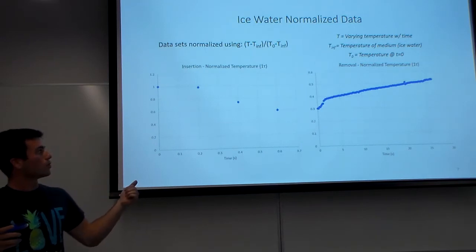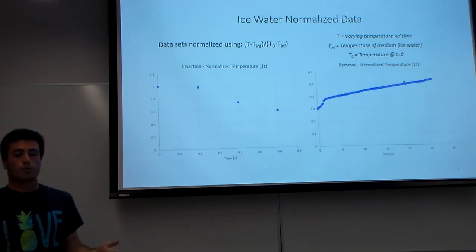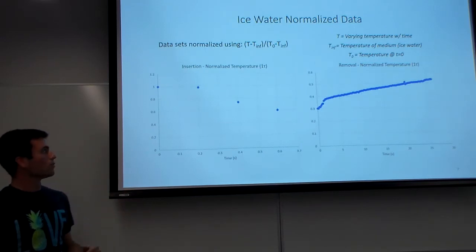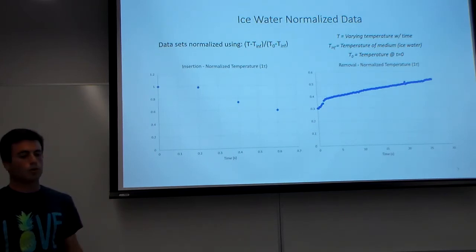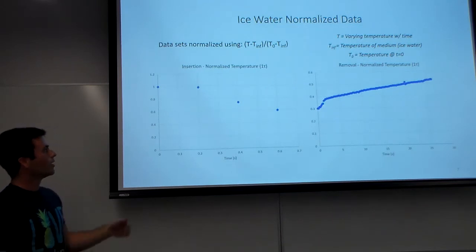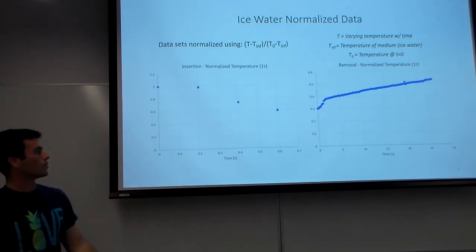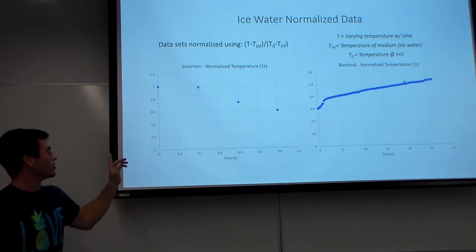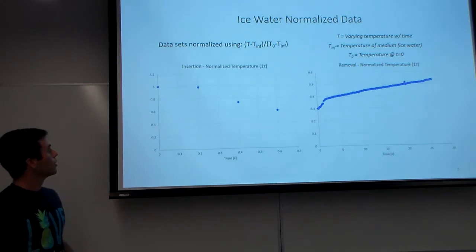Our temperature, T, is just the temperature we collected. Our temperature infinity is the temperature of the medium, which is water, which we put at 0 degrees, but it was actually around 8. And then our initial temperature, that's at T equals 0 for each of these.